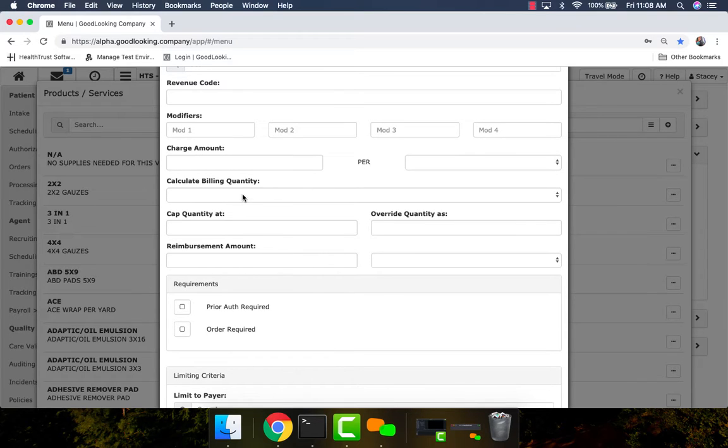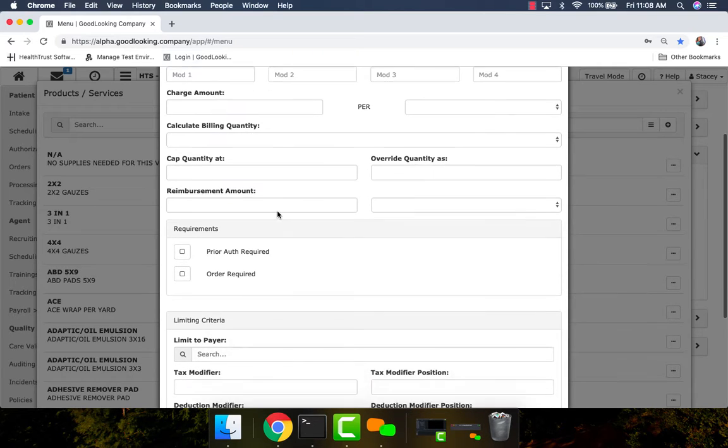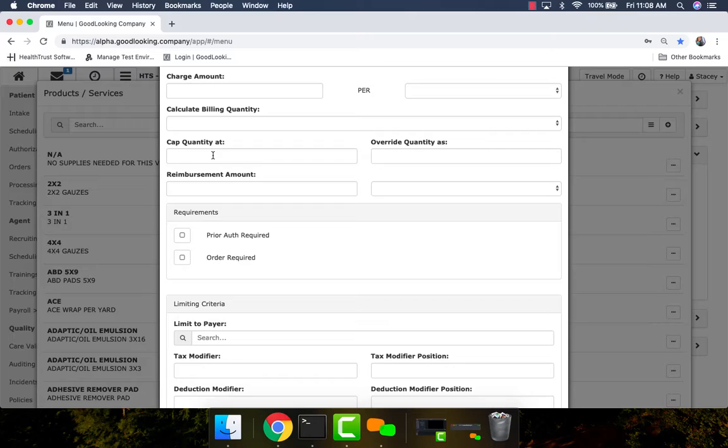Same charge amount, billing quantity calculations. But here you also have the capability of capping the quantity. For instance, some payers won't take visits that are longer than an hour. So even if your nurse happens to stay out at the home for an hour and 15 minutes, instead of having a 5-unit visit that's going to get denied, we can cap that quantity at 4.